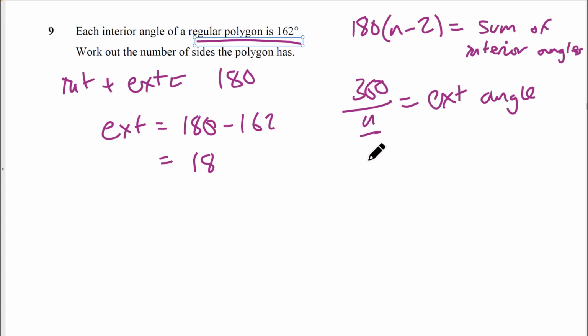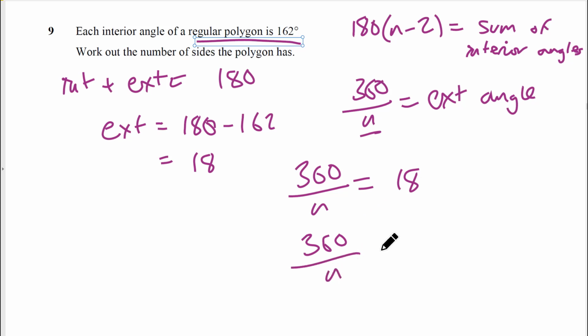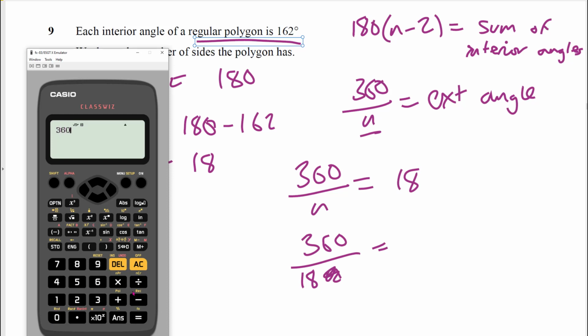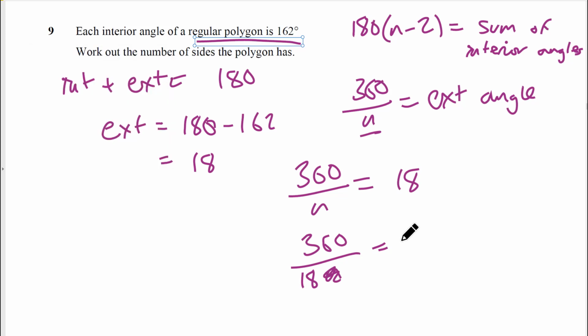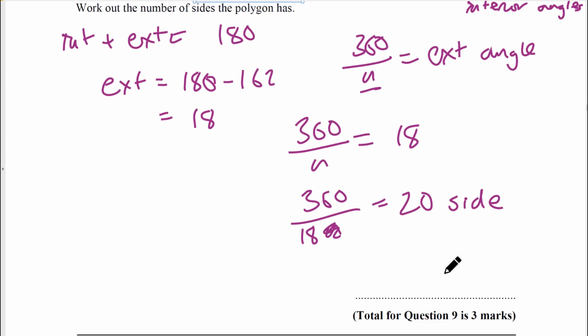So I can use this to work out n, the number of sides of the polygon. 360 over n equals 18, so we just need to do 360 divided by 18 to get that answer. That is 20, and you could do that mentally, so this could be on a non-calc as well. So that's a 20-sided shape. That's a really easy 3 marks.